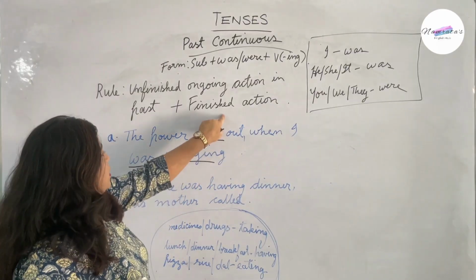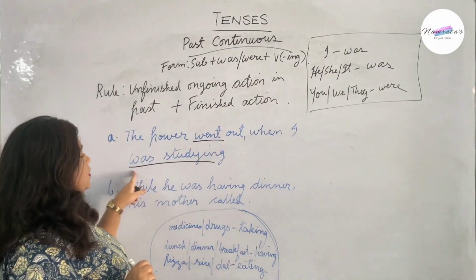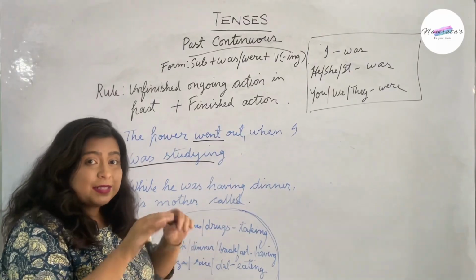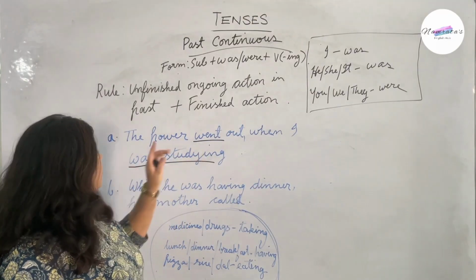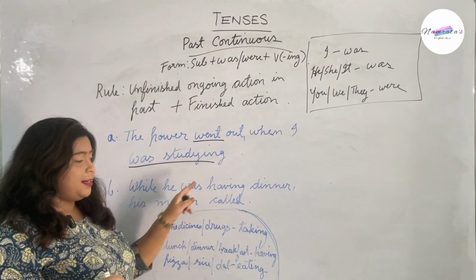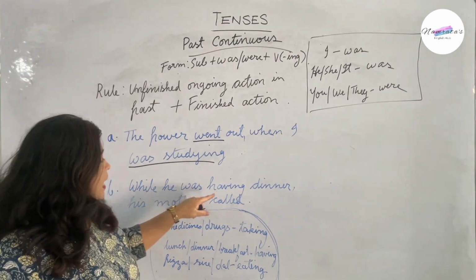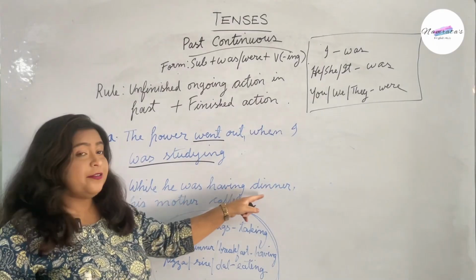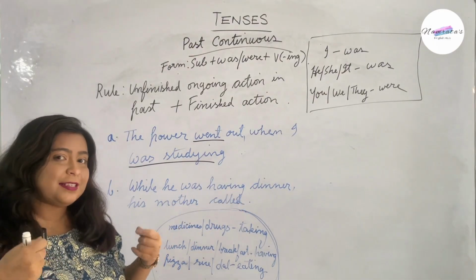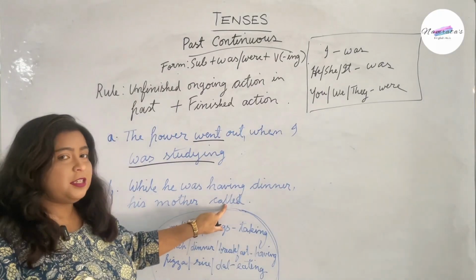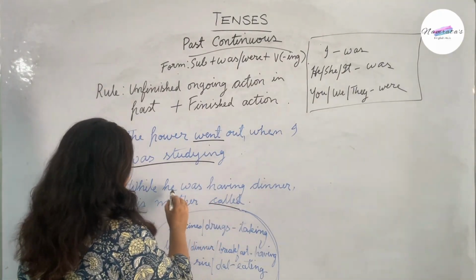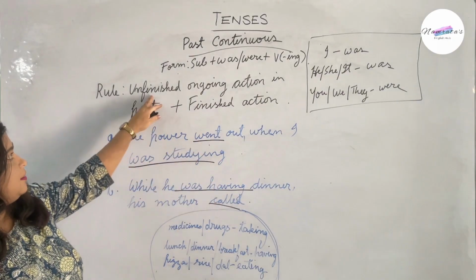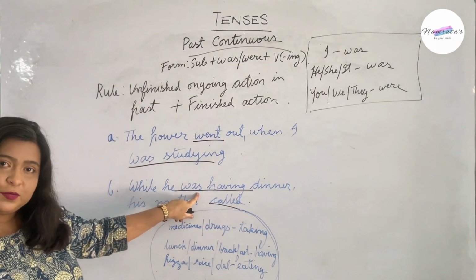This part is the finished action: the power went out. This part is the unfinished action because when I was studying, it was not over. I was in between. So, the power went out when I was studying. Clear? While he was having dinner, his mother called again. This was the unfinished action because he was still having his dinner. His mother called. This is the finished action, so this is simple past. And the unfinished ongoing action was having. Past continuous form of the verb we are using.